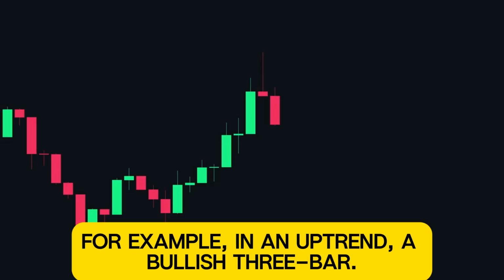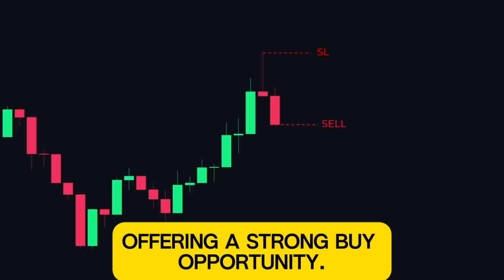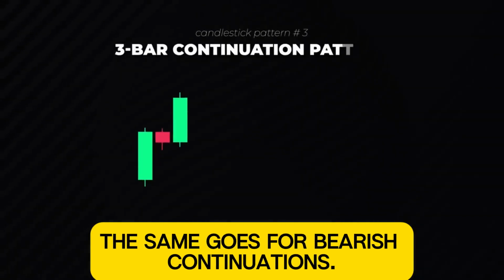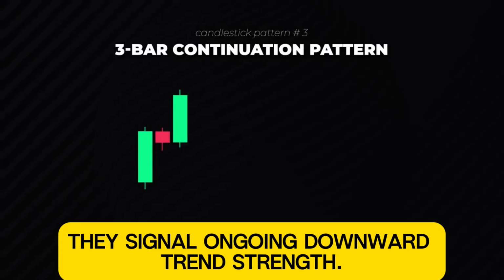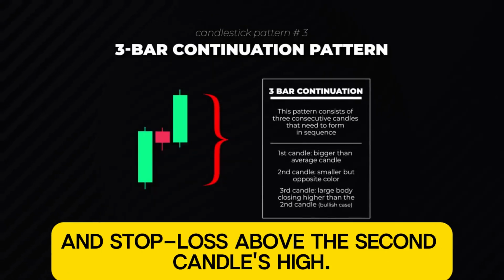For example, in an uptrend, a bullish 3-bar pattern hints price may continue climbing, offering a strong buy opportunity, with stop loss under the second candle's low. The same goes for bearish continuation. They signal ongoing downward trend strength, giving ideal short entry setups and stop loss above the second candle's high.